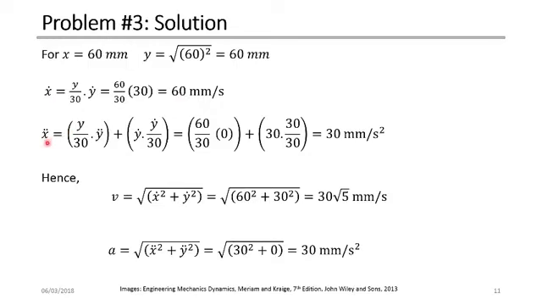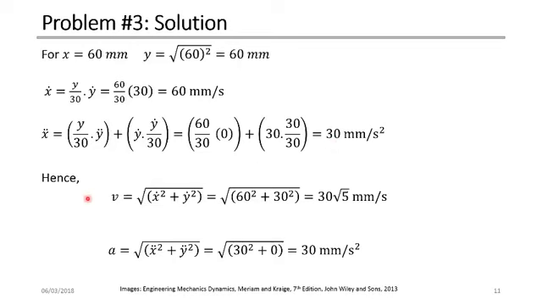So now we can calculate x double dot. x double dot was found using this equation: y divided by 30 multiplied by y double dot plus y dot multiplied by y dot divided by 30. So the y value is 60 divided by 30 multiplied by y double dot. y double dot is 0 because the velocity in the y direction is constant, plus y dot, which is given as 30, divided by 30. So this gives us 30. This cancels with this. So we end up with x double dot as 30 millimeter per second squared.